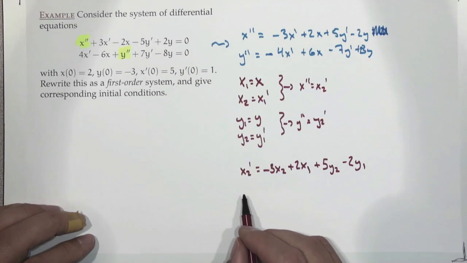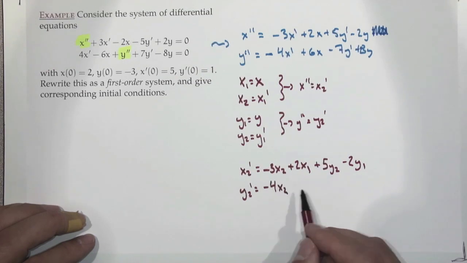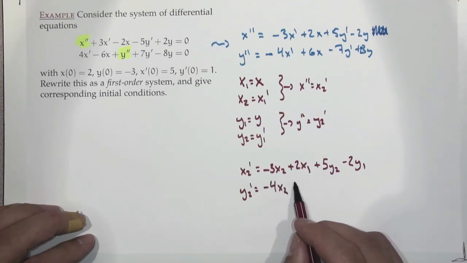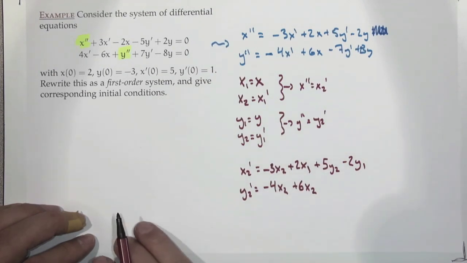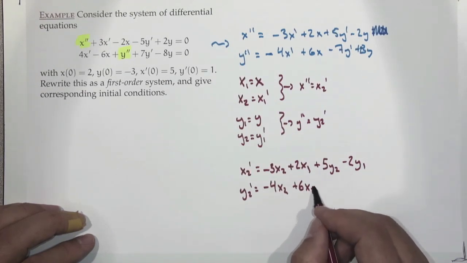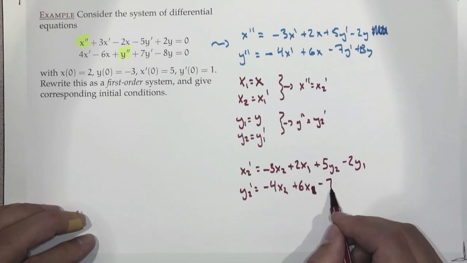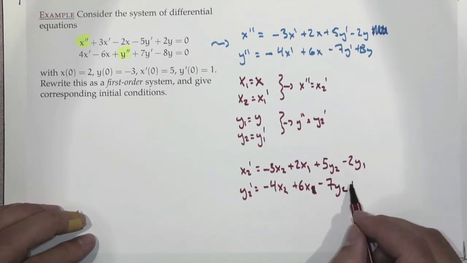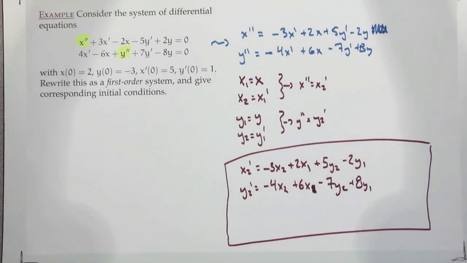The second equation, what will it become? y2 prime equals minus 4x2 plus 6x1. Did I forget a 2? Okay, and then 7y2 and 8y1. Okay. Is that our answer? No. That's a very generous space here. What else do we need to throw in there?